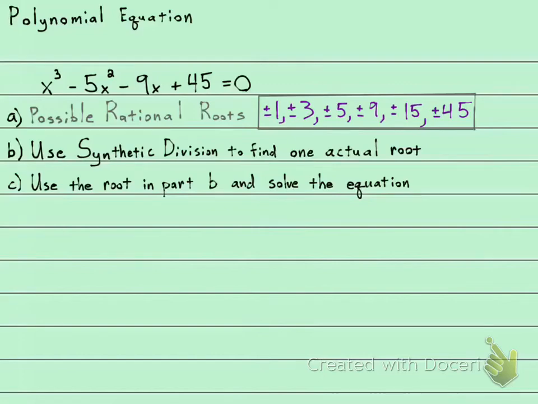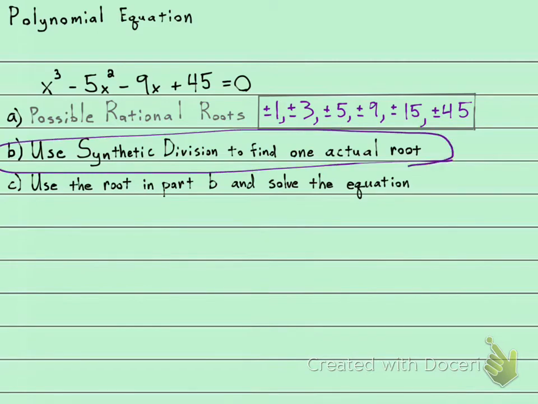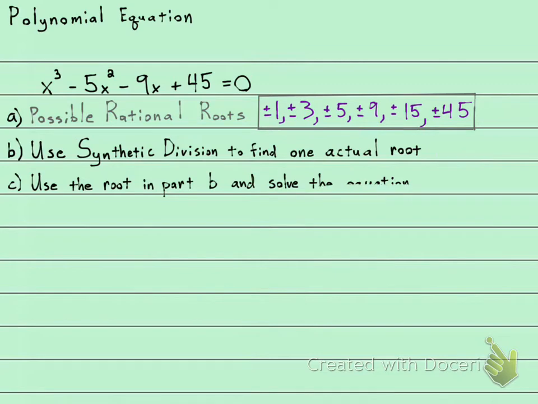All right, we have our possible rational roots, and the second part of this question is asking us to use synthetic division to find one actual root. So let's go ahead and do that. What we're going to do is take our possibilities and try them one at a time until we find one that gives us back a 0. And it could take a long time.